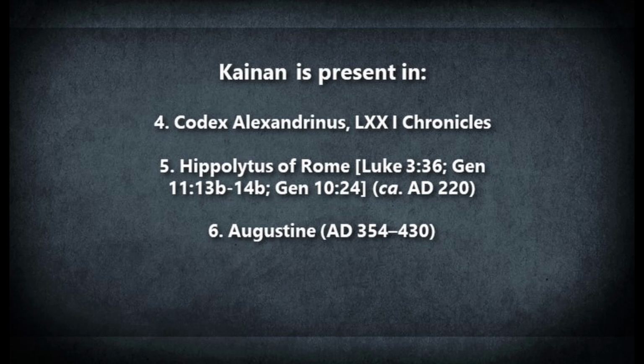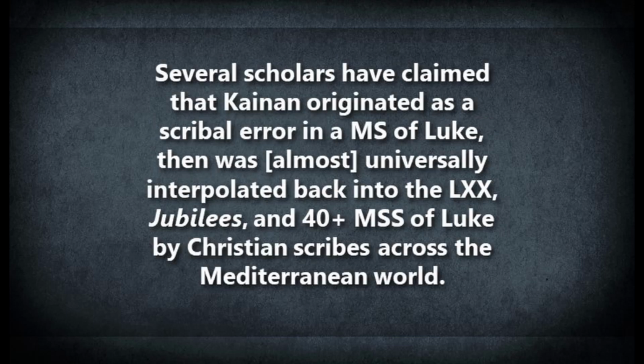So some have argued that Kanan arose as a scribal error in an early manuscript of Luke. It was picked up from a very similar name in Genesis 5, Kainan, one of the patriarchs who lived before the flood. And then when it got inserted accidentally into the Gospel of Luke, it was universally accepted by the church. And this would have to happen very quickly and very universally throughout the Mediterranean world.